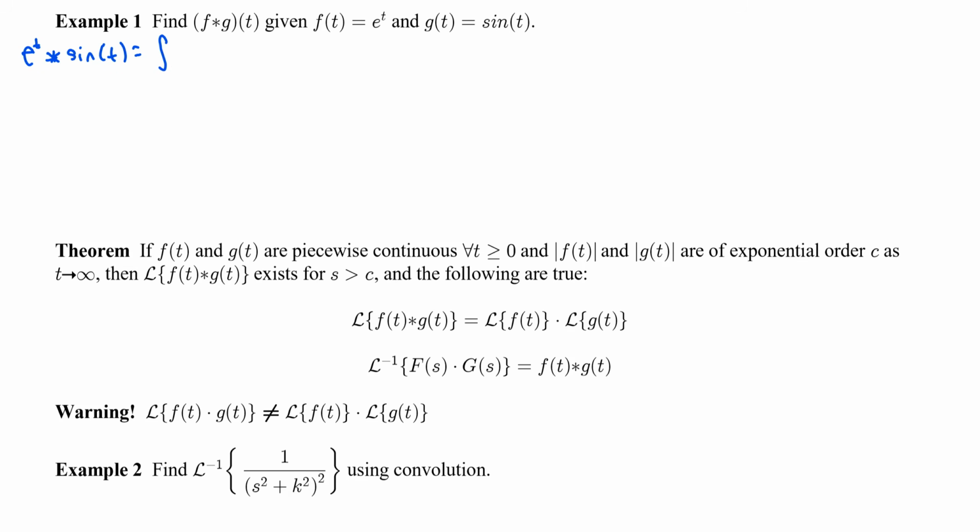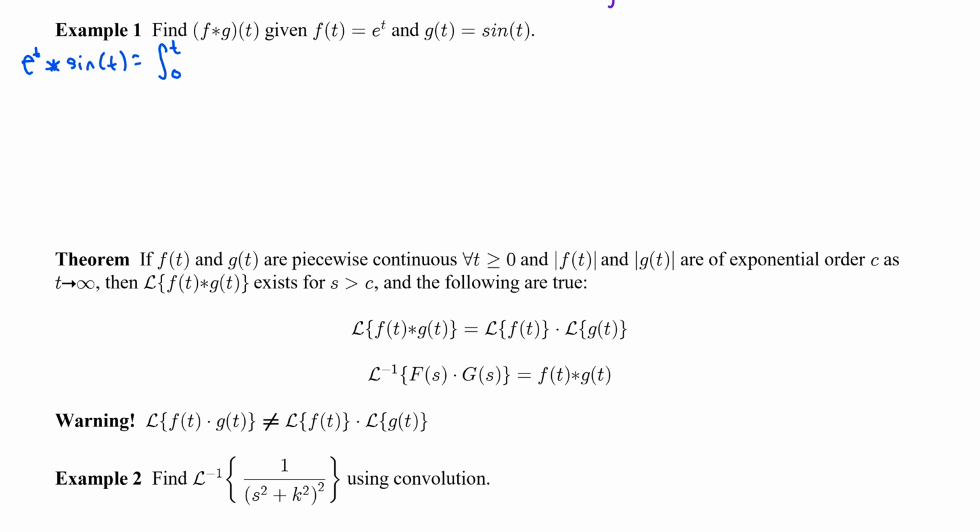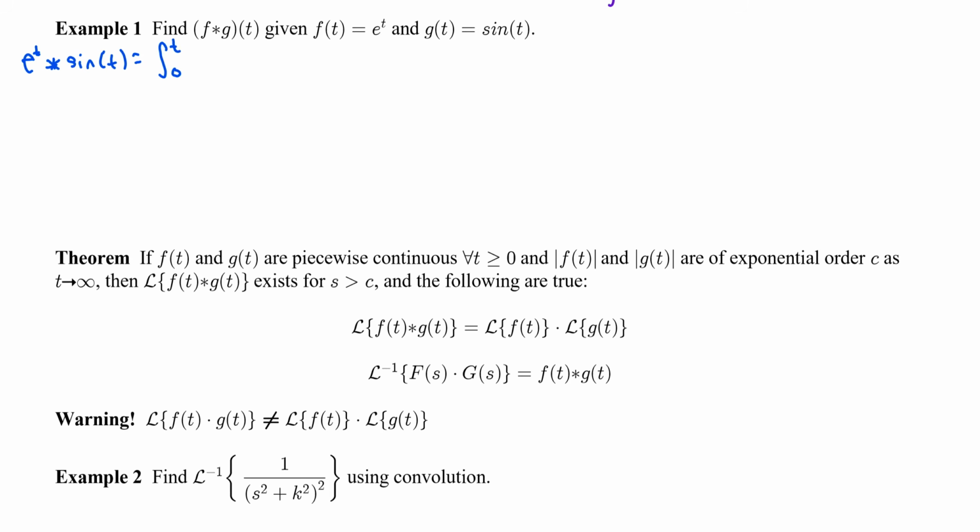Applying our definition, this is the integral from 0 to t of f of tau. Now, f is my first function, e to the t, so I'm going to write it e to the tau, times g of t minus tau. G is sine, so we're going to do sine of t minus, and again, that's the Greek letter tau. And our variable of integration is tau.